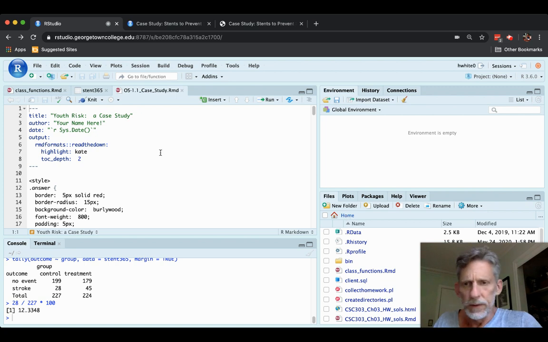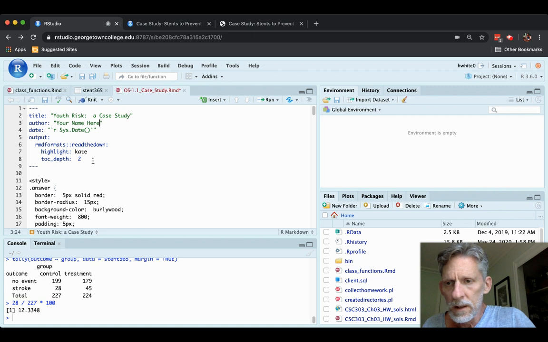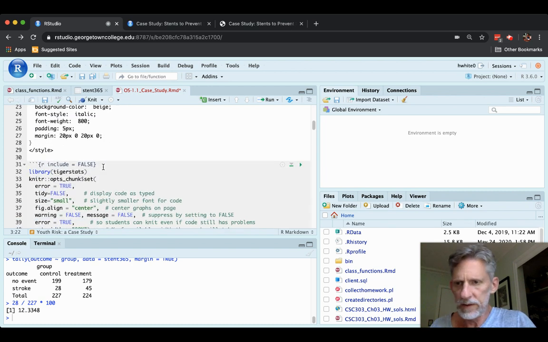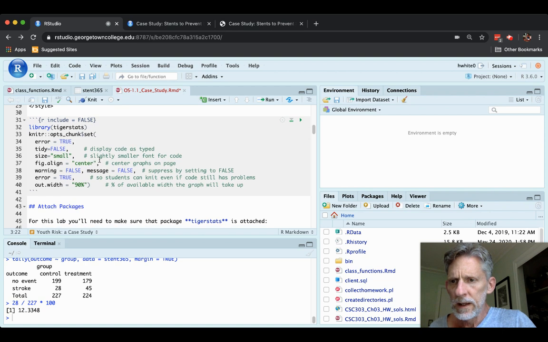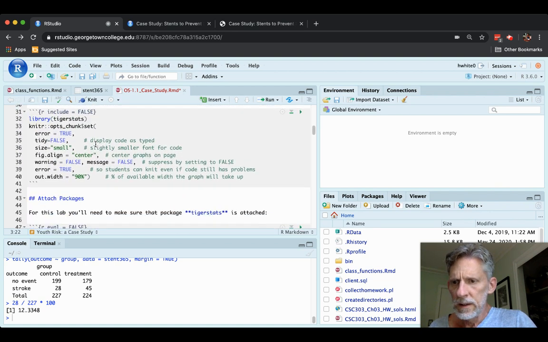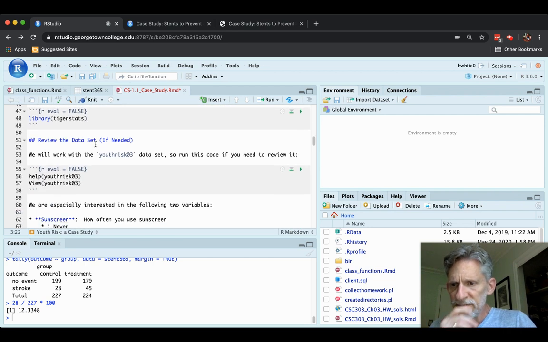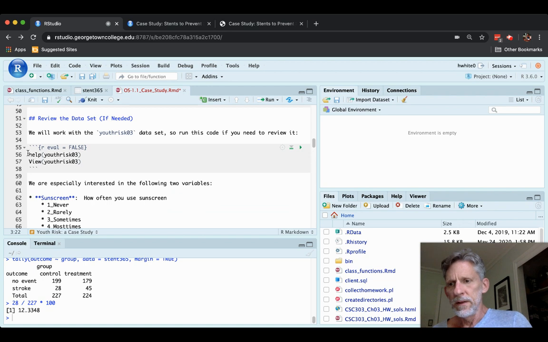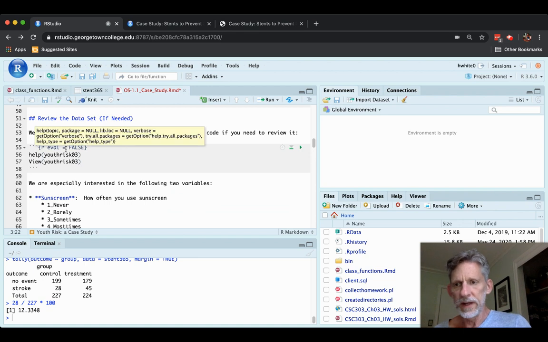Okay, now back to where we were with the slides. I'll go ahead and put my name. And I'll just go past all that CSS styling we talked about. And we see the part where we need to learn about the data set.